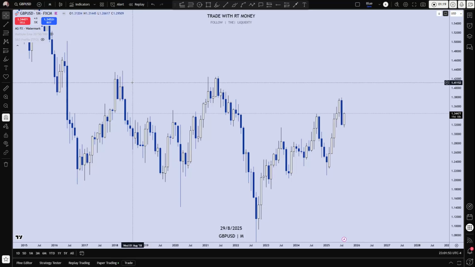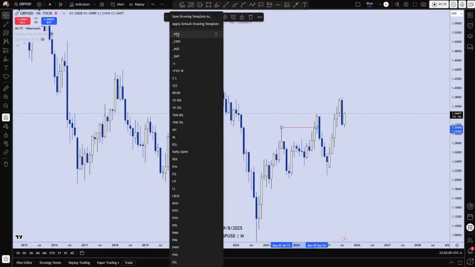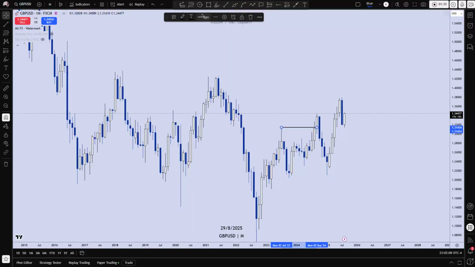Let's look at the pound USD chart on the monthly. Let's mark it up. Let's do it right now. What we see here, what I'm marking now, is breaks of market structure to the upside. These are bullish breaks. That means the market is making higher highs and higher lows: higher high, higher low, higher high, higher low, higher high.